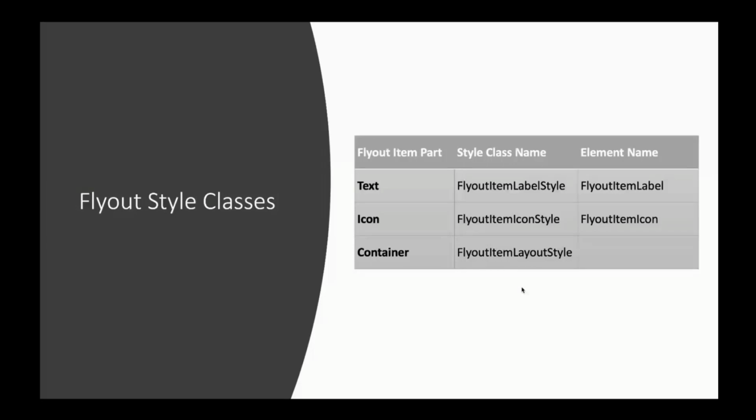So the first style class is the flyout item label style. That will apply to your text and labels. The second one is flyout item icon style, which will apply to the icon. And the last one is flyout item layout style, which will apply to the entire container. So if you just want to change your text, or just change your icon, you can simply use any of those styles instead of creating any custom styles or custom data templates. So let me show. Let's jump to the demo.